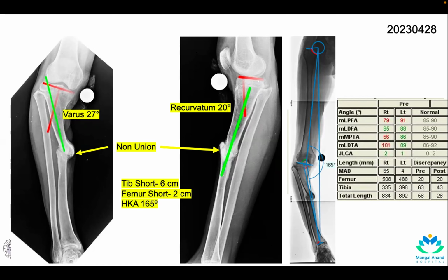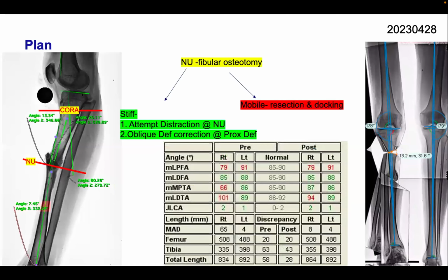So the initial plan was to do an oblique fibular osteotomy and then see whether the fragments are moving around or not. If the fragments are stiff, then our plan was to do just distraction and correct the deformity. The other thing was that we had to correct the proximal deformity, so we had to do an osteotomy in the proximal region. And if the fragments were mobile, the plan was to do a resection and docking.